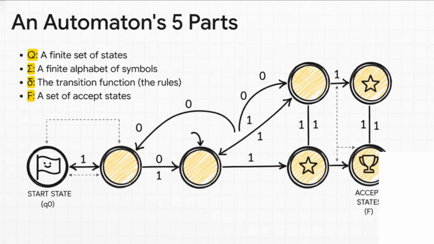And what's really cool is how simple this machine's toolkit is. It has a bunch of states, which are kind of like rooms in a maze. It knows which room it has to start in, and it knows which rooms are the winning rooms. And most importantly, it has a map that tells it exactly which door to take to get to the next room based on the symbol it just read.